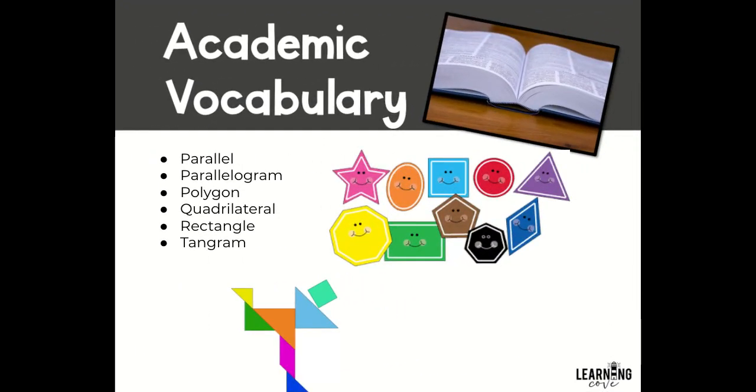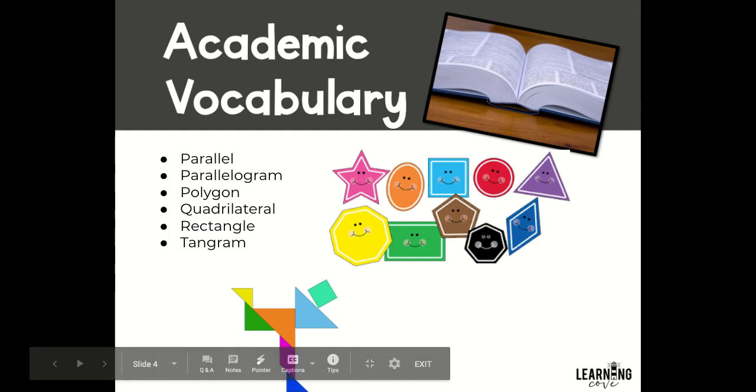All right, once you have your materials, we're good to go. Our academic vocabulary you're going to hear during this lesson: parallel, parallelogram, what a fun word to say, polygon, quadrilateral, rectangle, and tangram. And here's a person ice skating made out of tangrams.